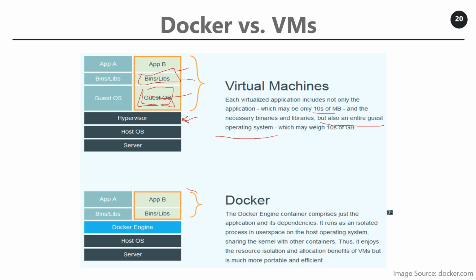And then with Docker, a container will have only the application and the files and binaries necessary to run the application, running over a Docker engine that runs on the host OS. The container comprises just the application and its dependencies, like I said. So it's much lighter than a VM.